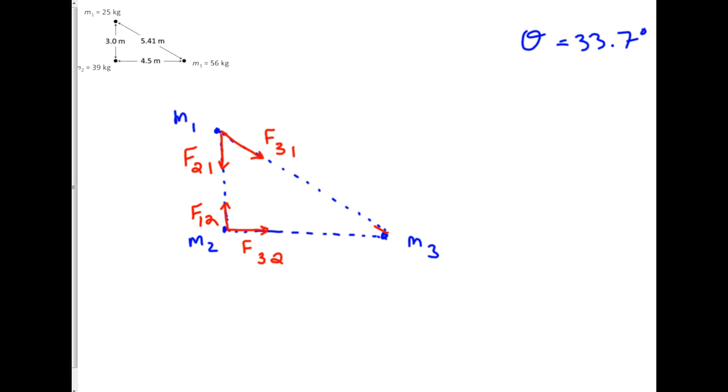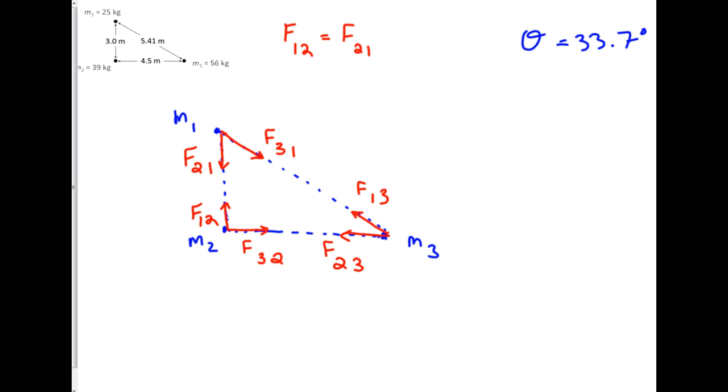Last one is M3. Mass 3 gets pulled up along that dotted line, the connecting line. So this is the force of mass 1 on mass 3. And lastly, mass 2 pulls mass 3 to the left there. Okay, now, this may seem like many forces, but actually, we only have 3 different forces here. What we have is F12, which equals F21.